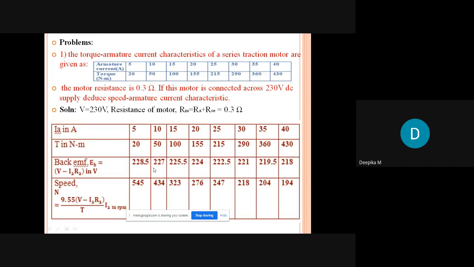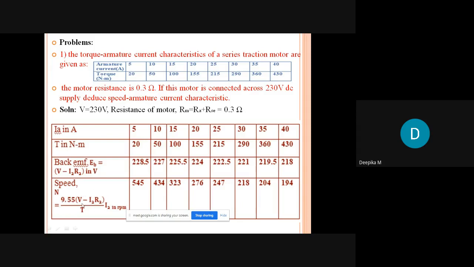Next, we have to calculate the back EMF. The back EMF formula is V minus IA into RA. Why do we have to calculate back EMF? Because we know the armature current, but we have to calculate the speed. So what is the formula for speed? It is 9.55 into V minus IA RA into IA by T, where V minus IA into RA is the back EMF.